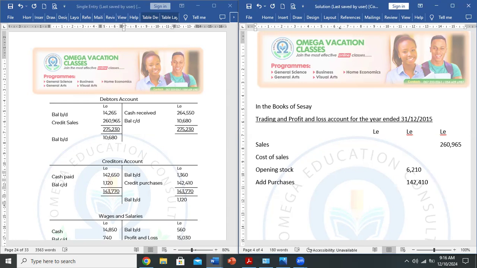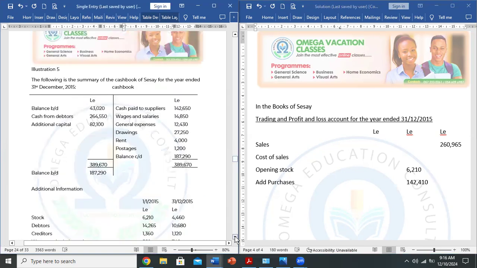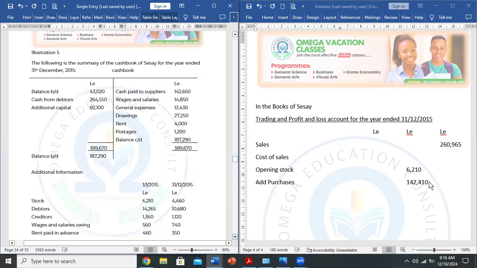There is no return outwards in the question. There is no carriage inwards, right? So it's the normal trading account you are doing, just that some of the items are not given in the question. So you have to prepare those accounts together. As simple as that, right? So you add it and get your cost of goods available for sale.